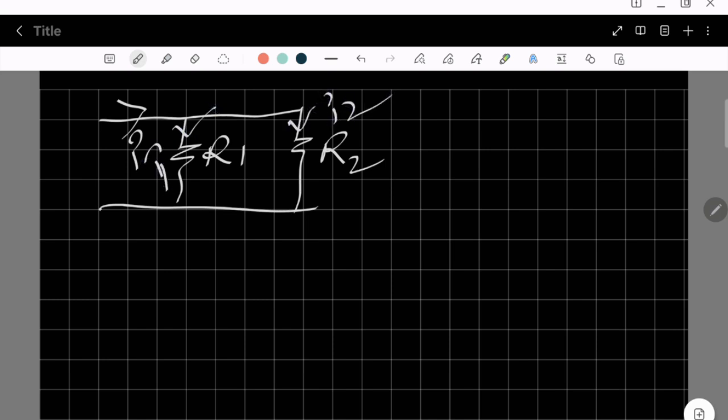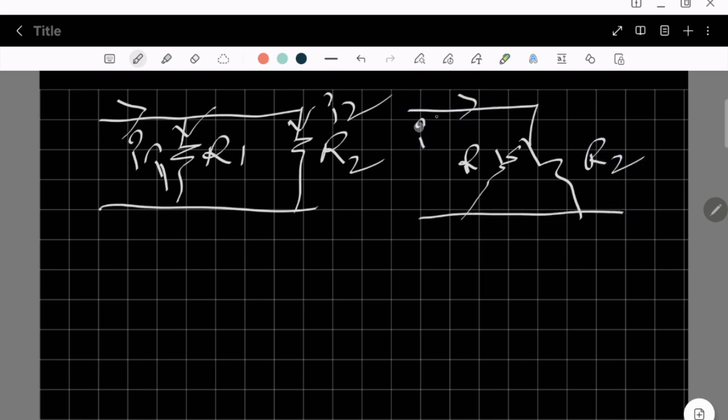For better understanding, we can redraw this particular circuit. This is one resistor and this is another resistor, R1 and R2 as we have indicated. When current I comes, it is divided into two currents, I1 and I2. So current is divided between these two, and we can tell these two are in parallel. Our interest here is to calculate the equivalent resistance, R equivalent.